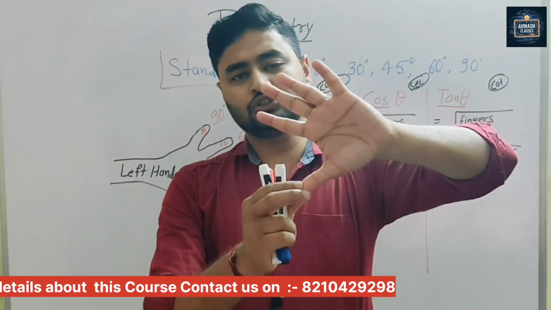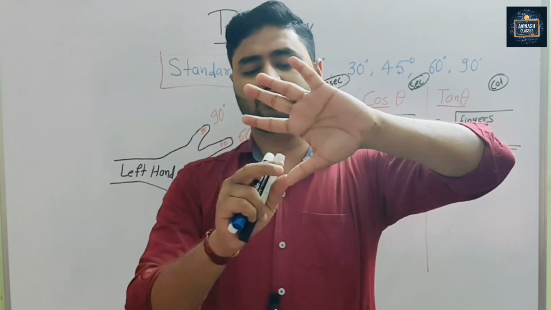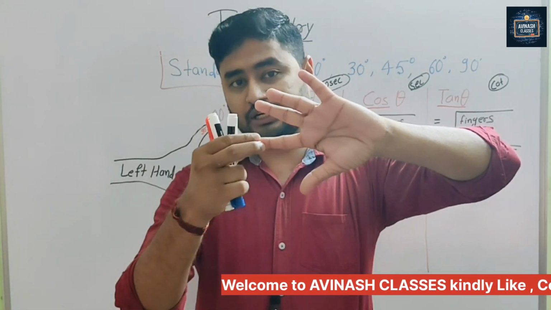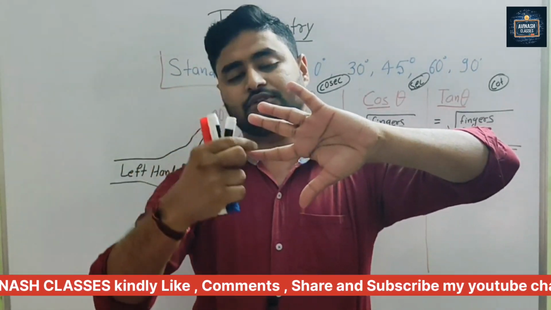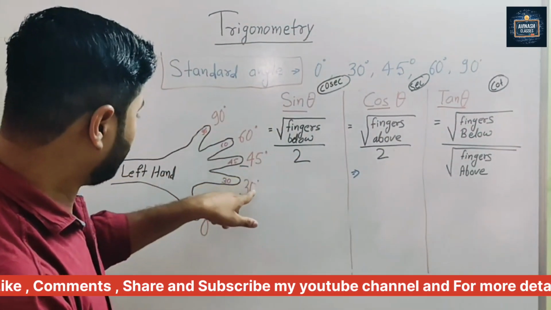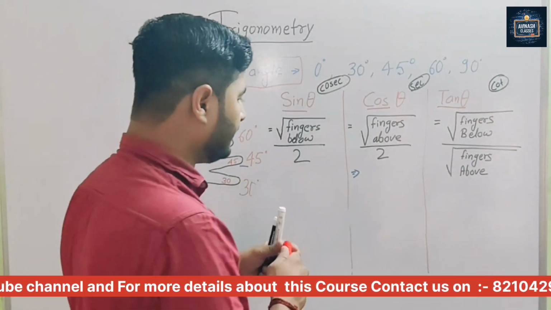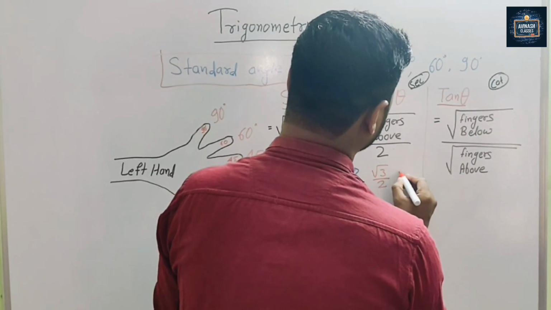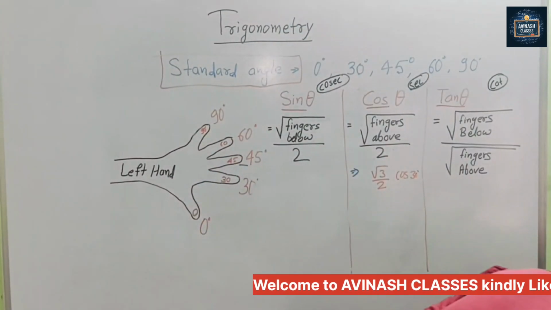So this is 0 degree, this is 30 degree. Always we use the left hand. So now we have to find the cos 30. Above how many fingers there? 1, 2, 3. See, this is 30. Now above how many fingers? 1, 2, 3. So we write here root under 3 by 2. This is cos 30.